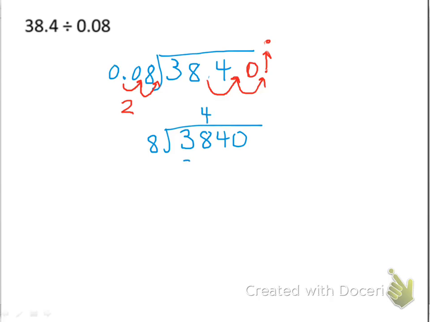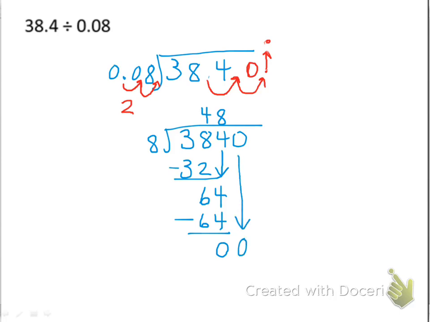4 times 8 is 32. 38 minus 32 is 6. Bring down that 4. How many times can 8 go into 64? 8 times. 8 times 8 is 64. 64 minus 64 is 0. Bring down that last 0.